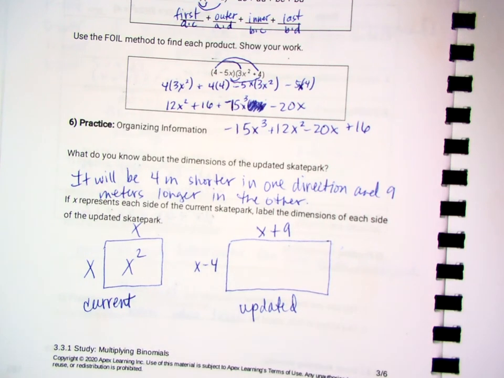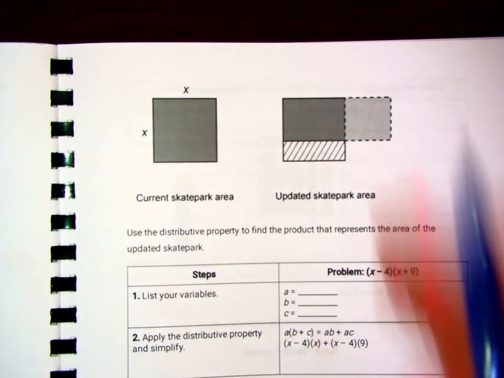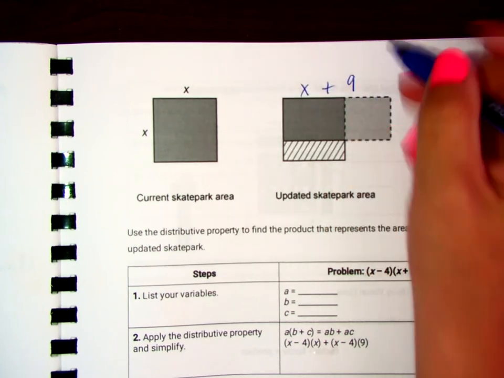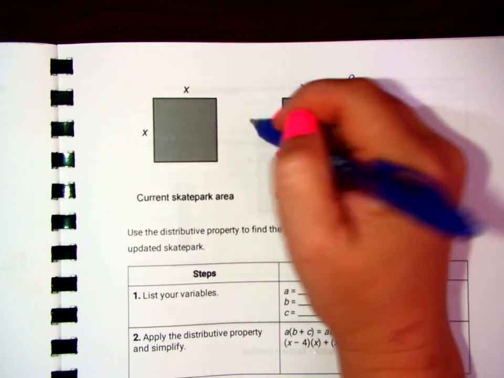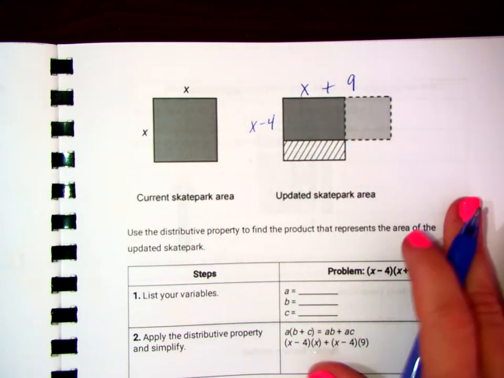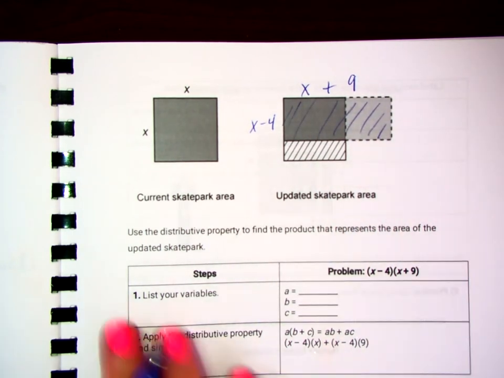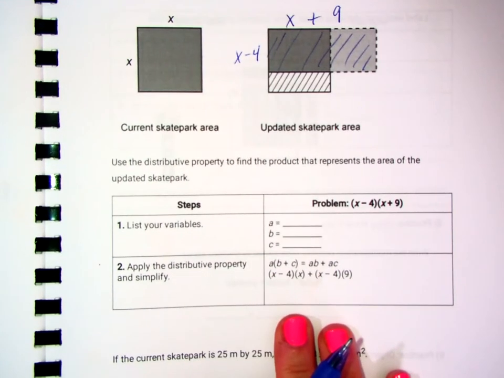All right, so let's use the distributive property. By the way, if you peek at the next page, there it is drawn out for you. So here's my x plus 9. It's been extended from the original x. And then here's my x minus 4. It's been shortened from the original. So awesome, this right here is my new skate park area. Use the distributive property to find the product that represents this area.